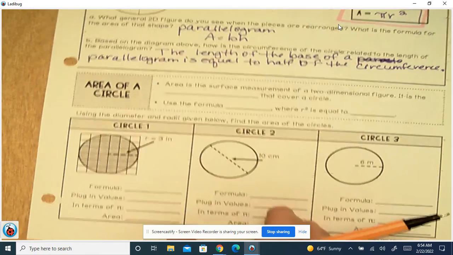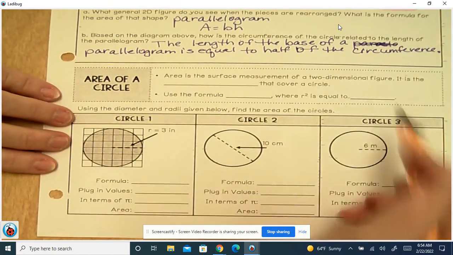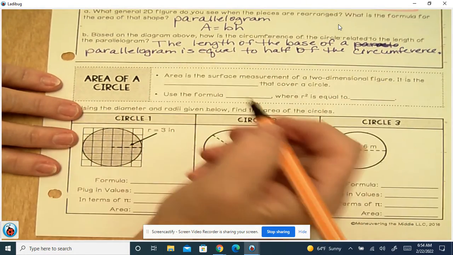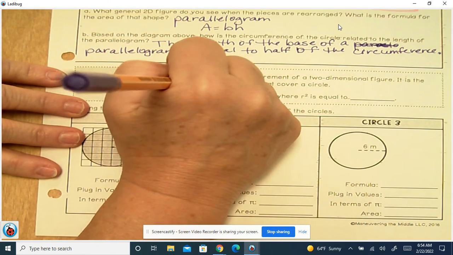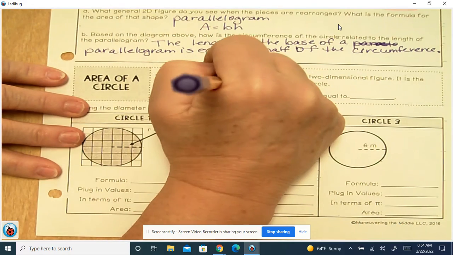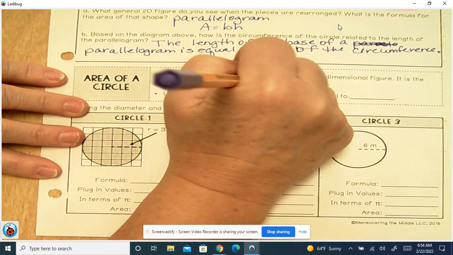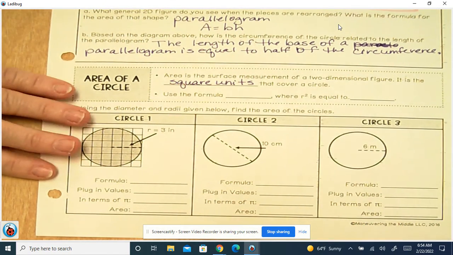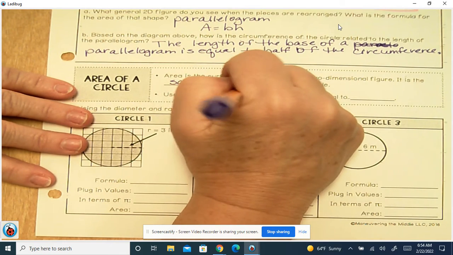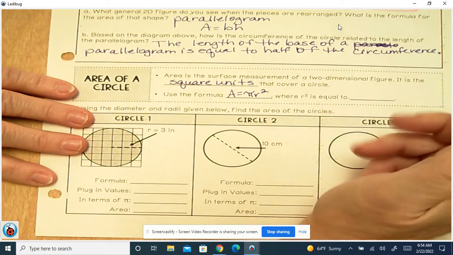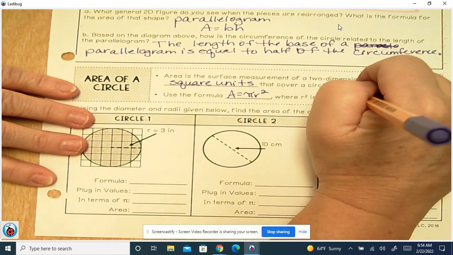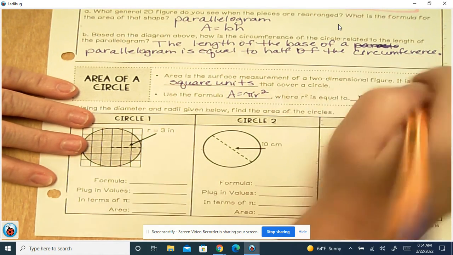Going around. The area is a surface measurement of a two-dimensional figure. It is the square units that cover the circle. So it's what covers it. Use the formula A equals pi r squared, just like we set up here, where the r squared is equal to r times r.